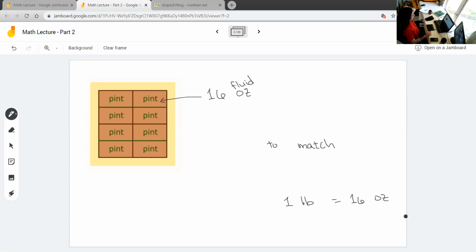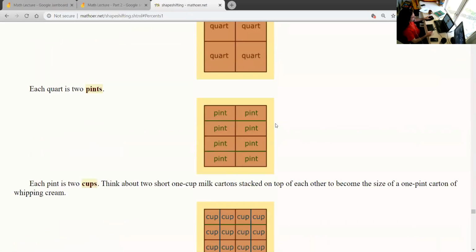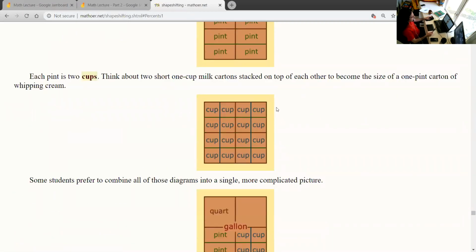Again, most of history, a cup was just whatever cup you were drinking out of. You would take a cup off your shelf, scoop your flour or whatever out of it, and things were not that precise when baking. So the cup was not officially defined as a certain amount until much later. But now we have cups as an official thing. So half a pint is called a cup. And that means that each cup is only 8 ounces.